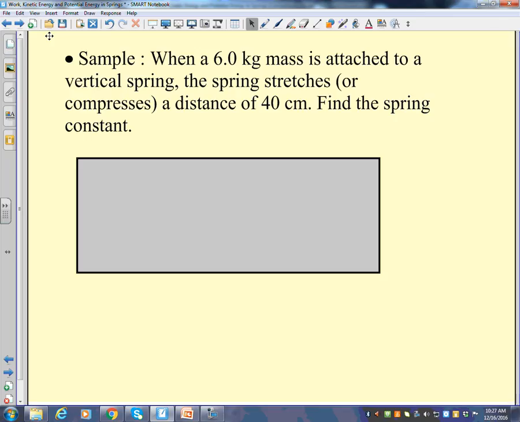When a 6 kilogram mass is attached to a vertical spring, the spring stretches or compresses a distance of 40 centimeters. Find the spring constant. Does this seem easy? Seems like a 1-mark question to me. Of course, I know what the answer is. I also know how big the box is, which probably means that there's only 1 or 2 steps in there.